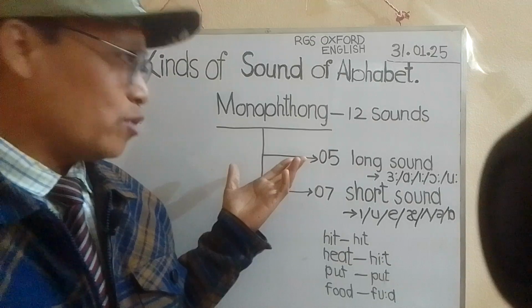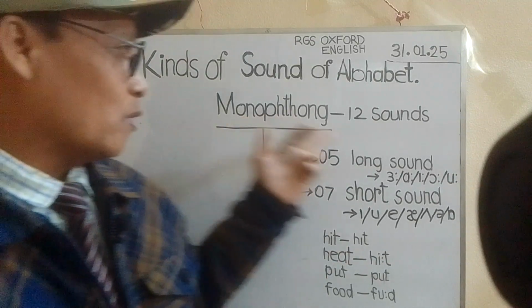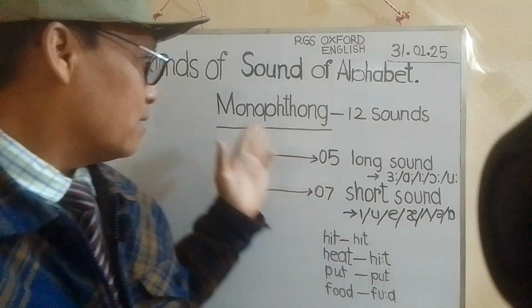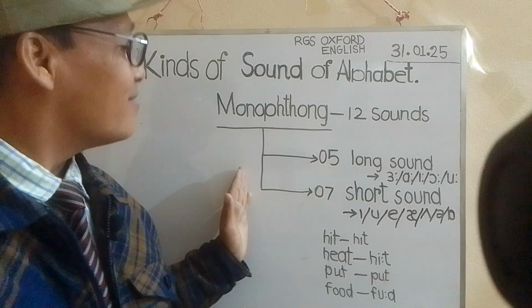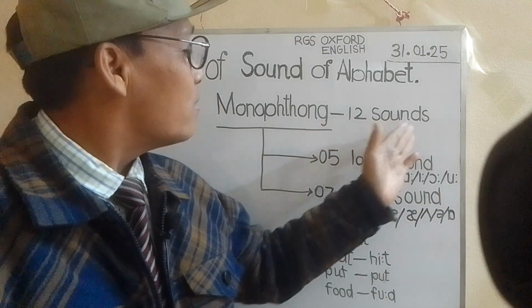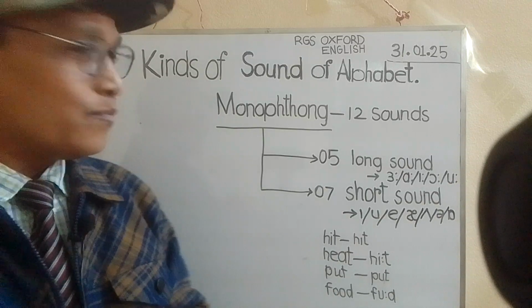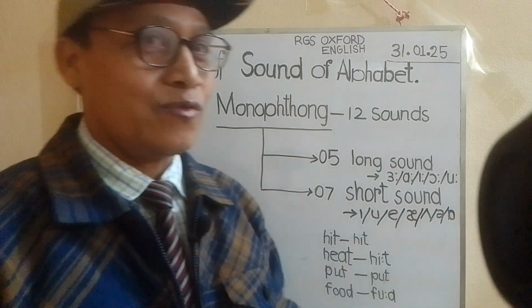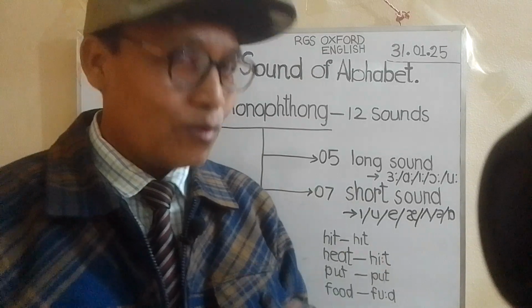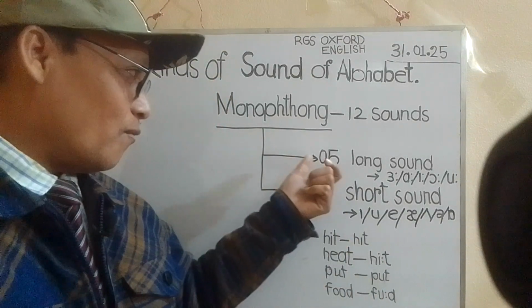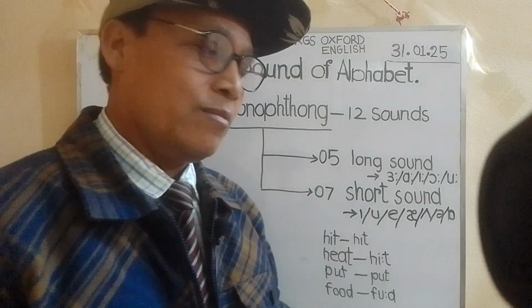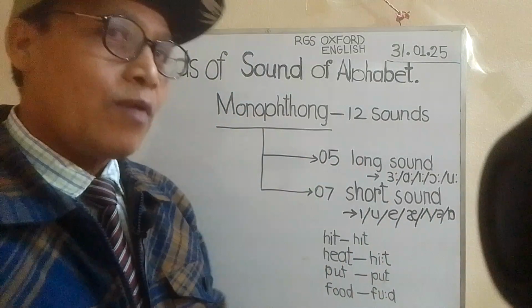Okay, now come to our main point. You see here the monophthong 12 sounds. And it is a matter of surprising that the monophthongs are 12 sounds, but there are 5 long sounds and 7 short sounds. It's also a surprising matter. 5 long sounds and 7 short sounds. The 5 long sounds are, what are they?